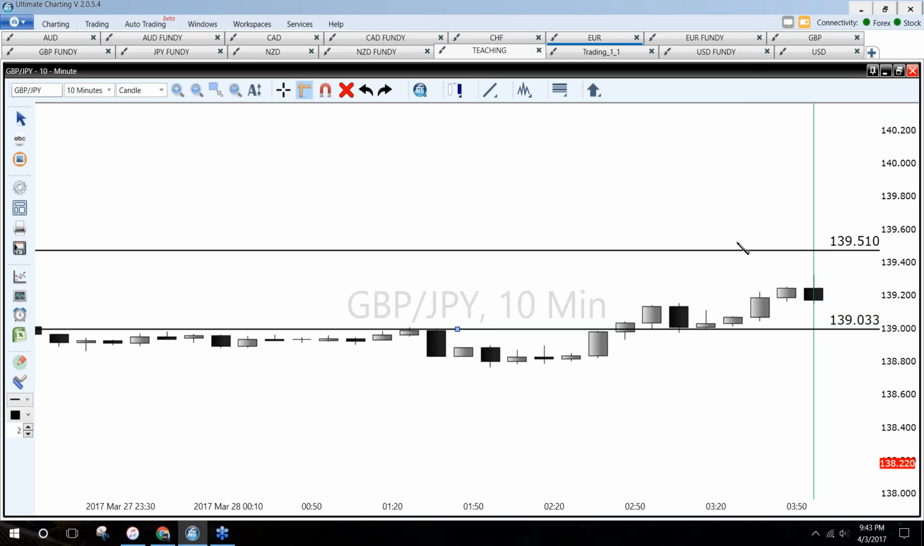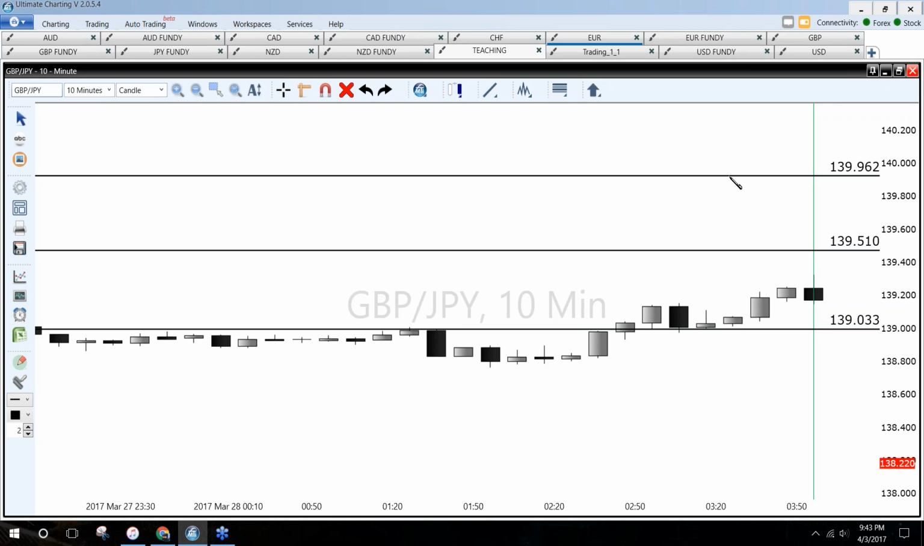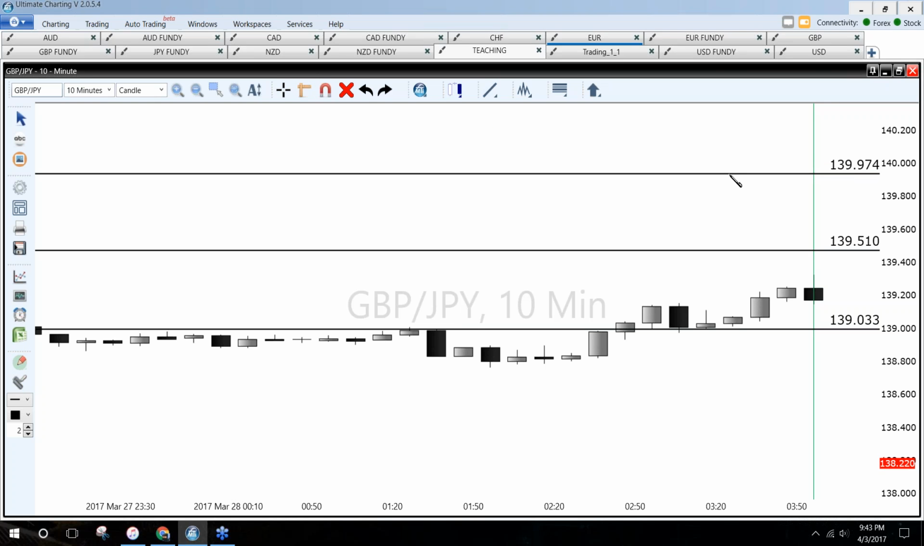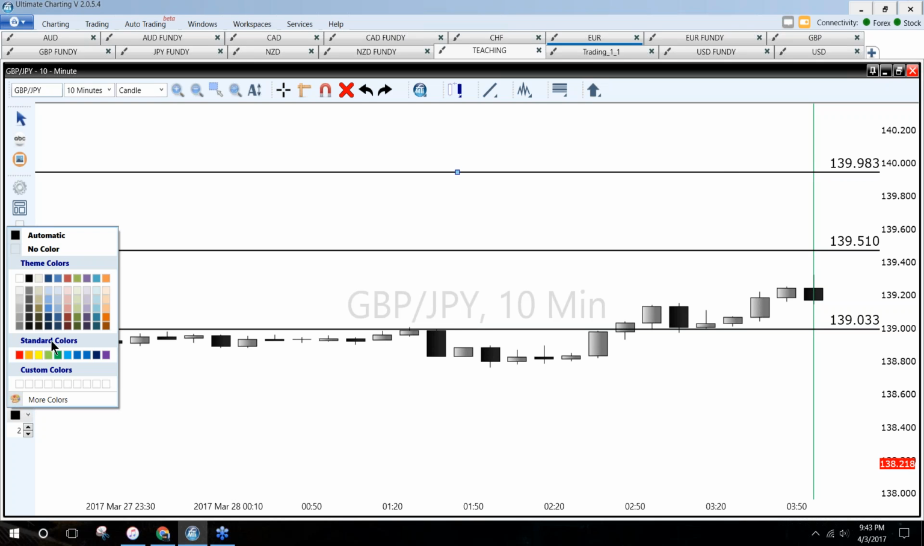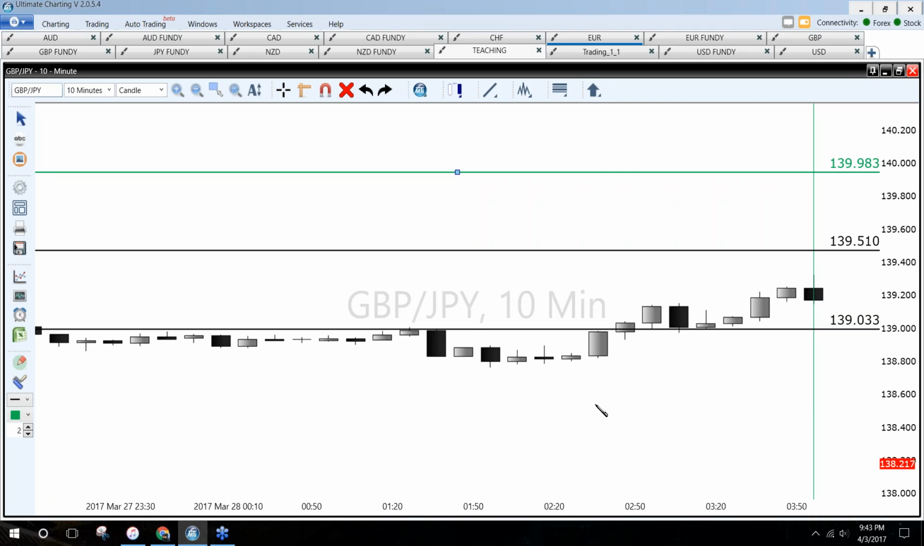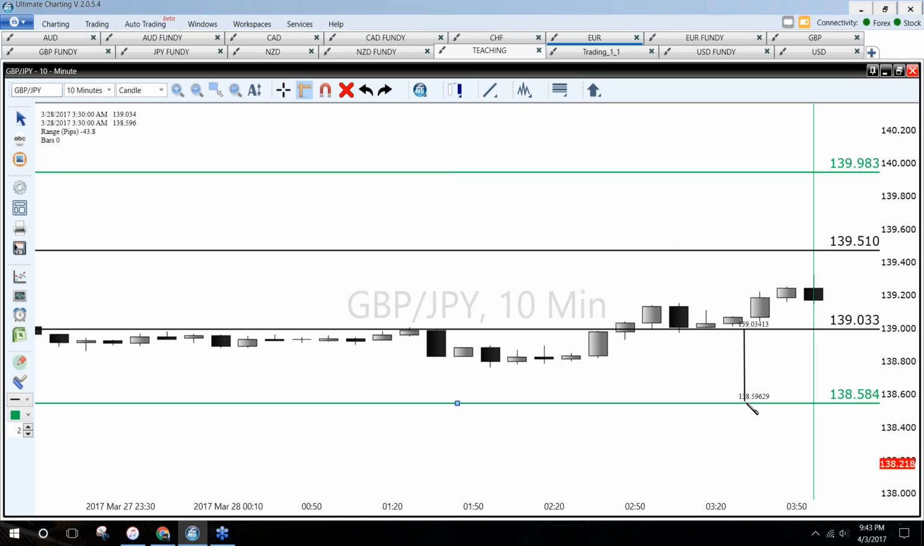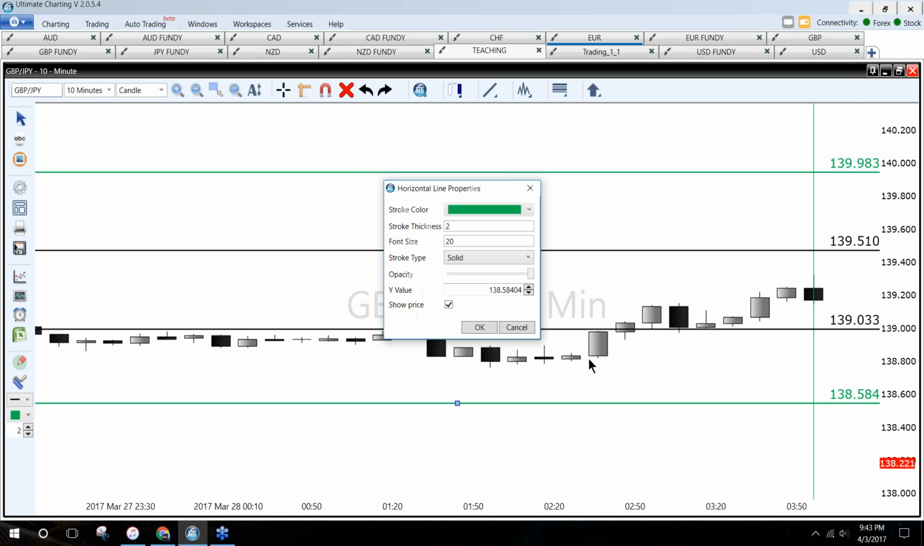So 47 pips to the north is going to put me up at 98 here. And we're going to go 47 pips to the south. Let's measure the 47 pips just to make sure that we are nice and exact. 138.56. Edit. 138.56.